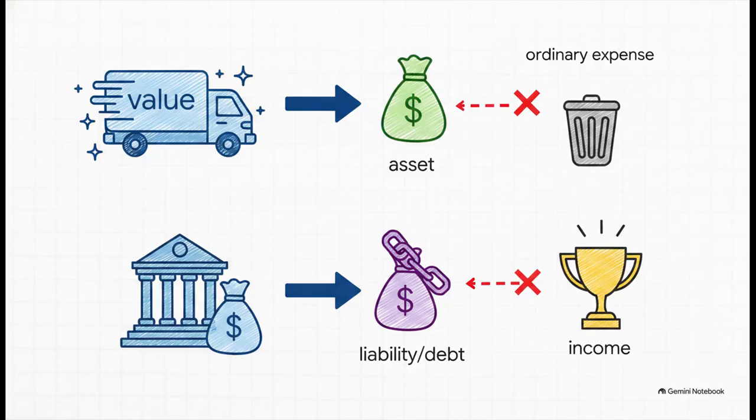Now, this is where a lot of beginners get tripped up. Say you buy a shiny new delivery van. You wouldn't just log that as an ordinary throwaway expense, right? It's an asset that holds real financial value. You own it. By that same token, when a bank drops a business loan into your account, that is absolutely not income you earned. It's a liability because you're on the hook to pay it back.